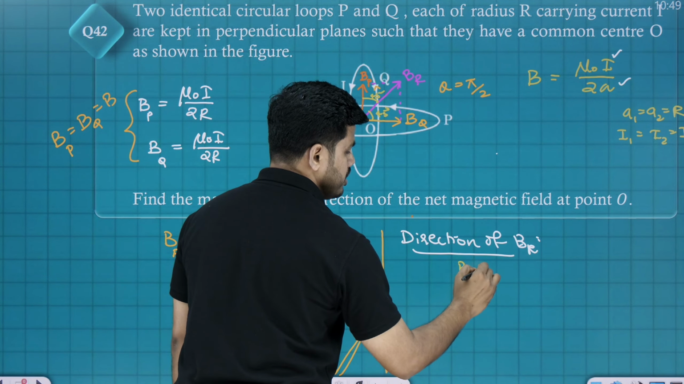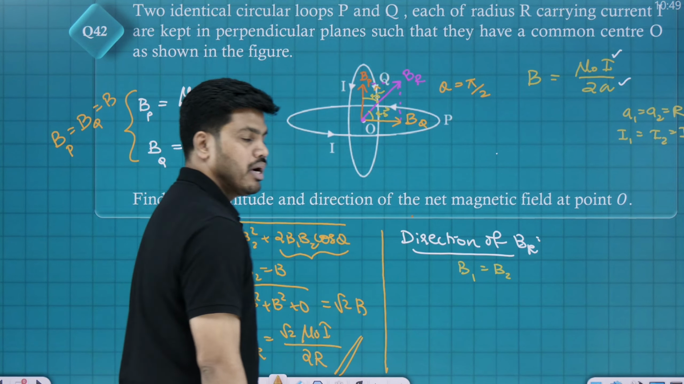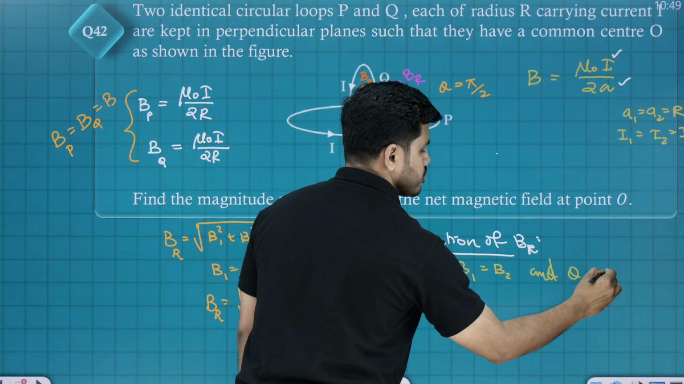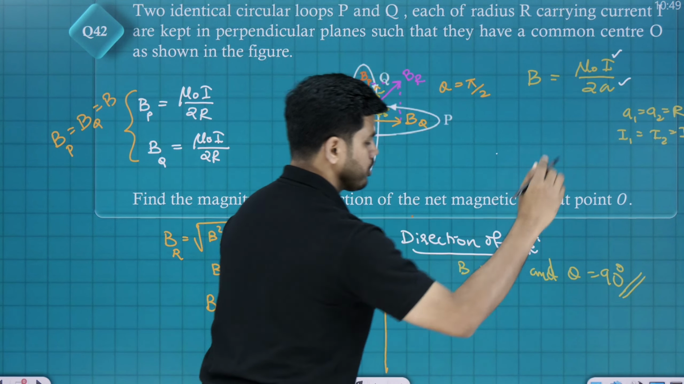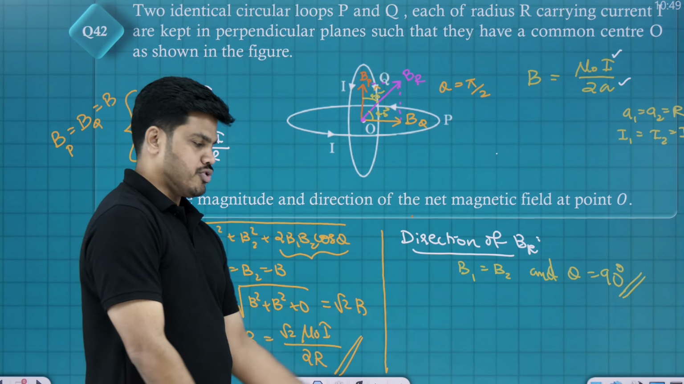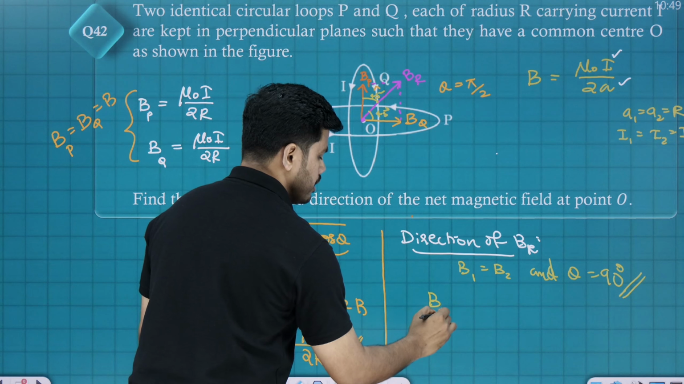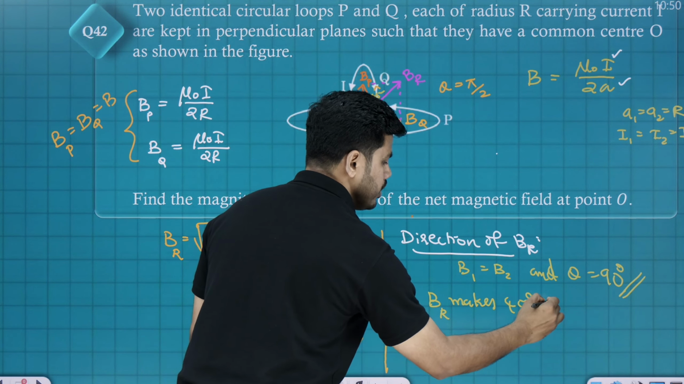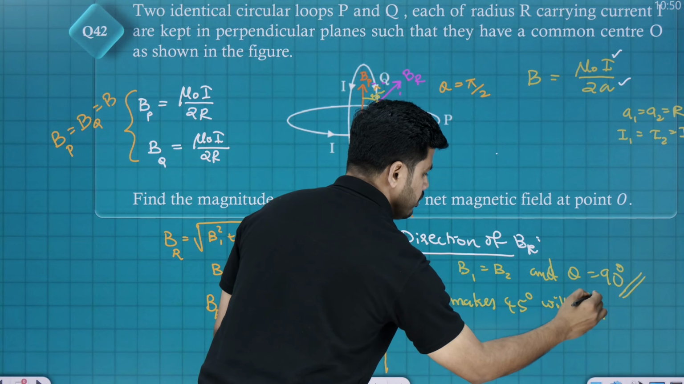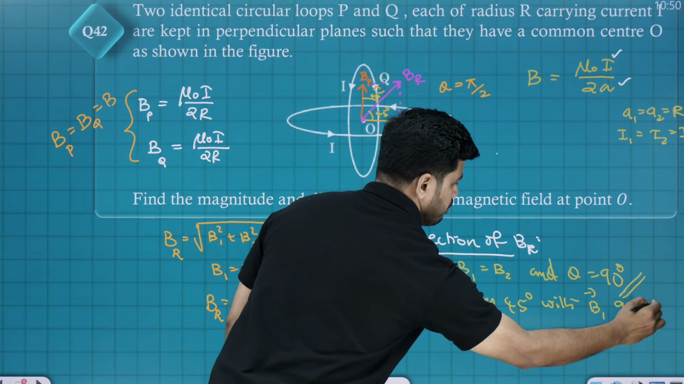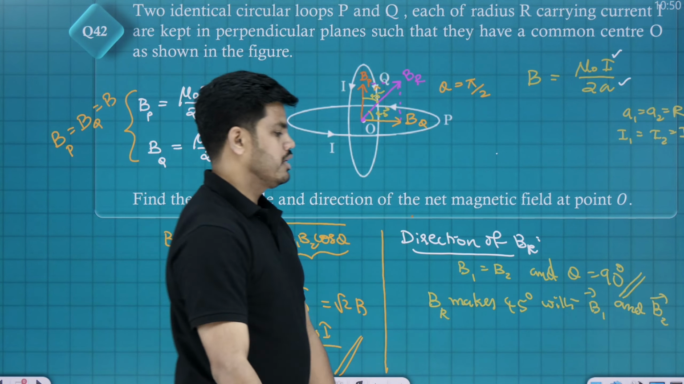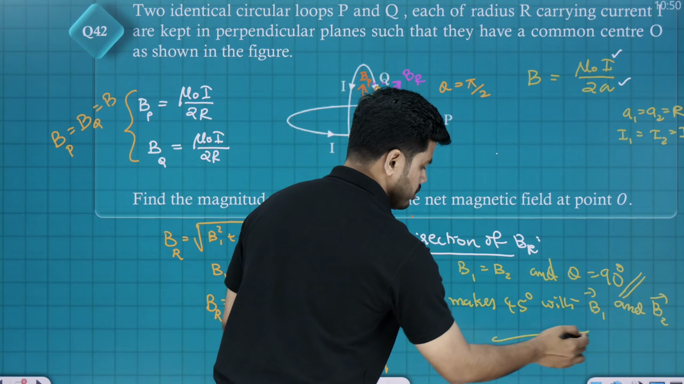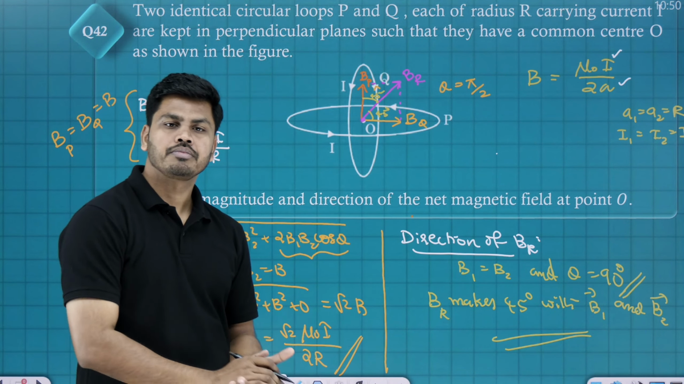So we can say the direction of BR. B1 is equal to B2, right? By magnitude. And theta is equal to what? Theta is equal to 90 degree. This is what we identified already. In this situation, the resultant BR makes an angle of how much? 45 degree with the vectors B1 and also B2, because the resultant will be a bisector of the angle. Yes, so we get 45 degree with both B1 and B2.